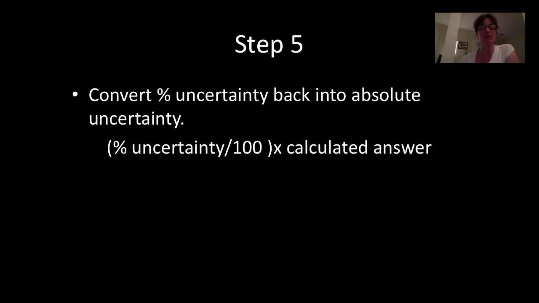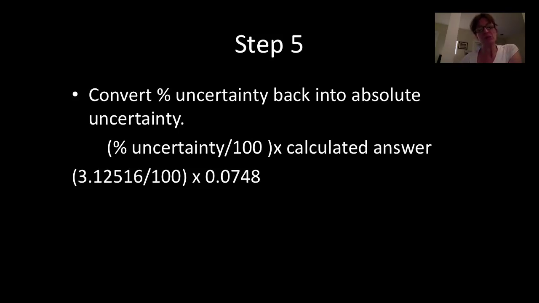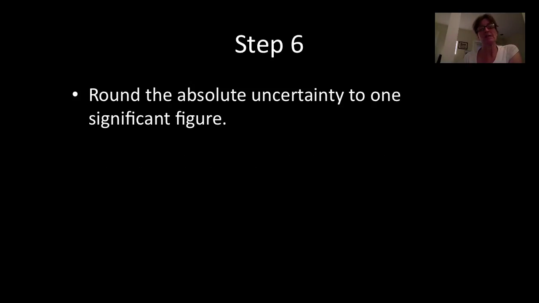The way I'm going to do this is I'm going to take the percent uncertainty and turn it back into a fraction over 100, and then multiply that times my calculated answer. So I'm going to take my percent uncertainty 3.12516, divide it by 100, and multiply it by my calculated answer from the first 2 steps, 0.0748. And that will give me an absolute uncertainty of plus or minus 0.002336. Almost there.